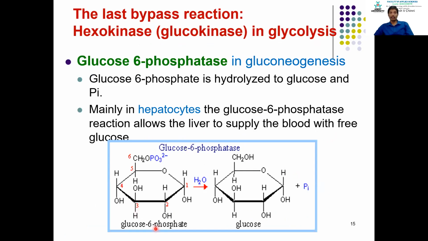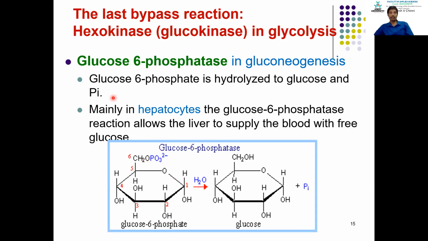So the final one. What is that? Glucose 6 phosphate to glucose. So in the reverse reaction in glycolysis, what happens? Glucose to glucose 6 phosphate is catalyzed by either glucokinase or hexokinase. But those two enzymes cannot reverse this reaction. So it requires a special enzyme called glucose 6 phosphatase, where glucose 6 phosphate is converted into glucose by releasing the phosphate moiety from glucose 6 phosphate.